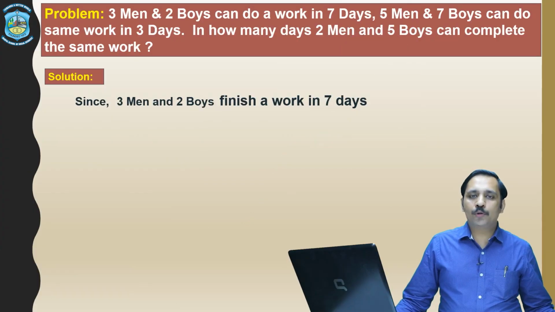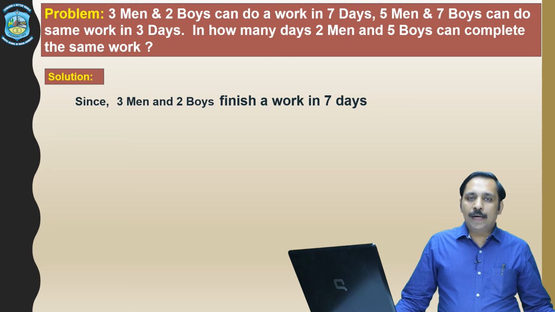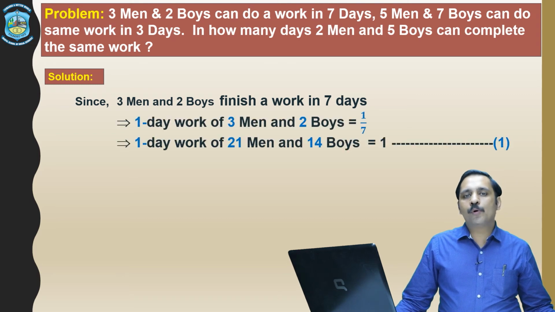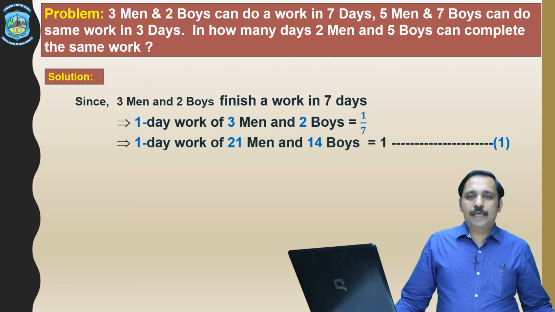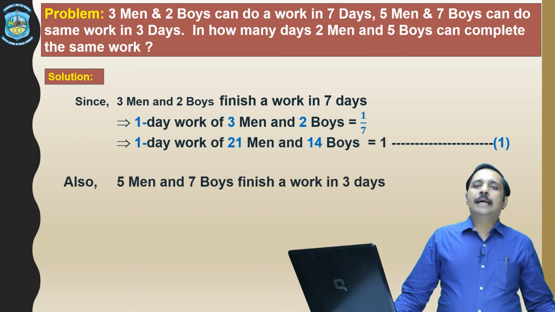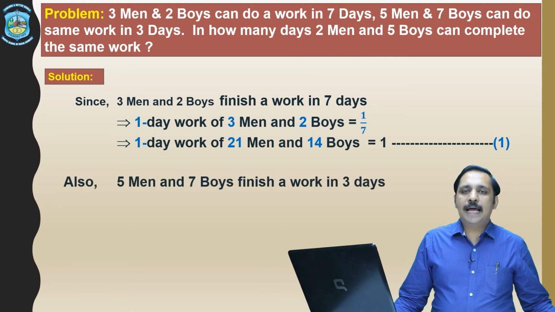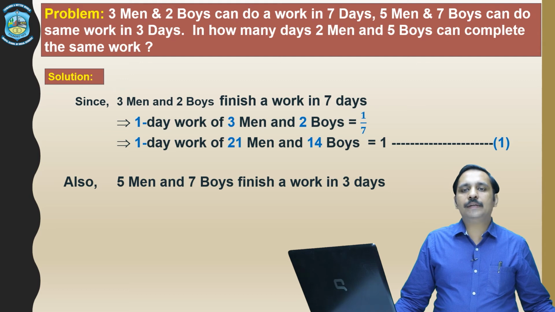Since 3 men and 2 boys finish a work in 7 days, that means 1 day work of 3 men and 2 boys is equal to 1 by 7. That means if I take a cross multiplication, I can say that 1 day work of 21 men and 14 boys is equal to 1. Let us mark it equation number 1. Also, it is given that 5 men and 7 boys can do the work in 3 days.